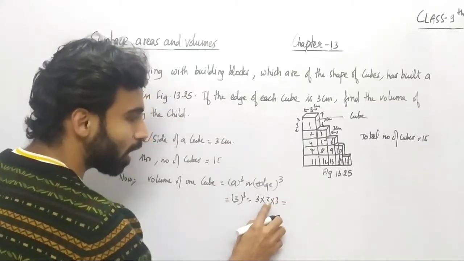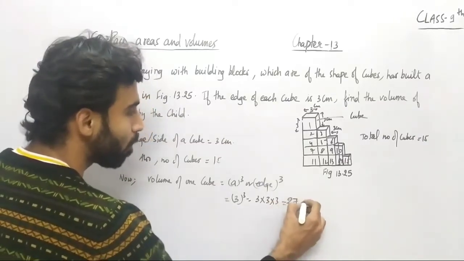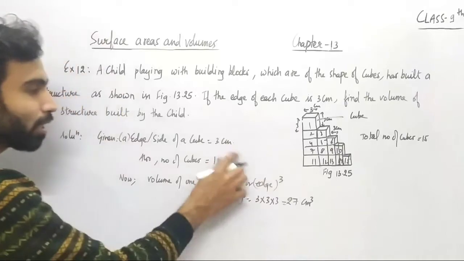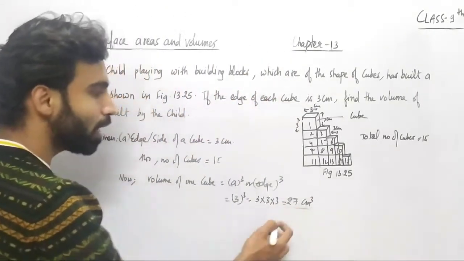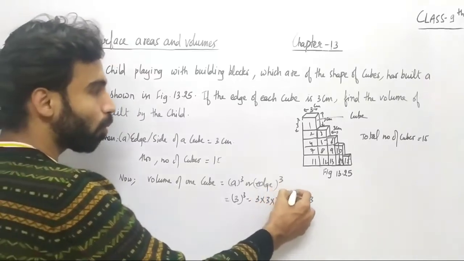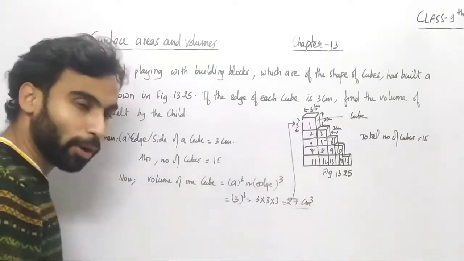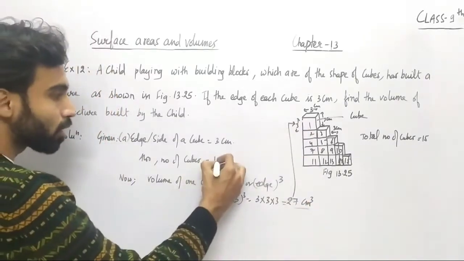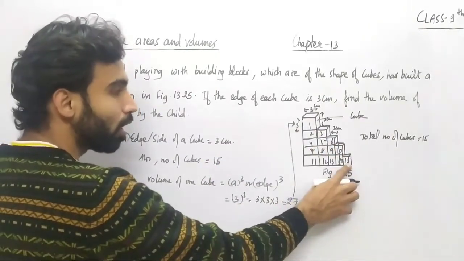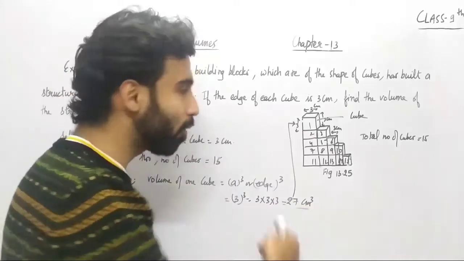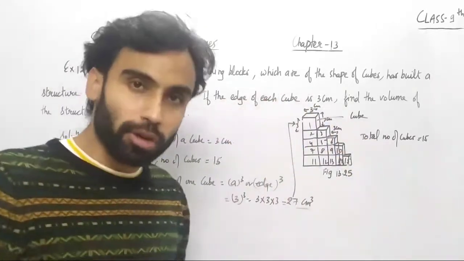So 3 3 जा 9, 9 3 जा 27 in centimeters. So that will be in centimeter cube. हमें पता है वॉल्यूम किस में निकलती है, क्यूब में, right? So this is going to be the volume of one cube, right? Getting the point. Now there are 15 such cubes. So मैं क्या करूंगा, एक क्यूब की वॉल्यूम को किससे मल्टीप्लाई कर दूंगा, number of cubes से, यानी 15 से, then we will get the volume of the structure, right?